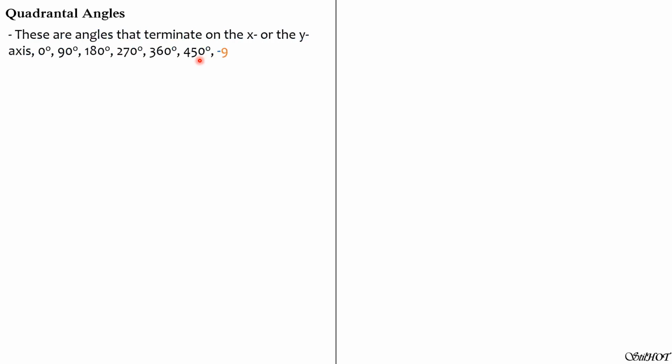So the next term or concept is about quadrantal angles. These are angles that terminate on the x or the y axis. So examples of these are 0 degree, 90 degrees, 180 degrees, 270 degrees, 360 degrees, 450 degrees, or their negative counterparts. So remember that positive angles are measured in counterclockwise direction. Negative angles mean clockwise directions.